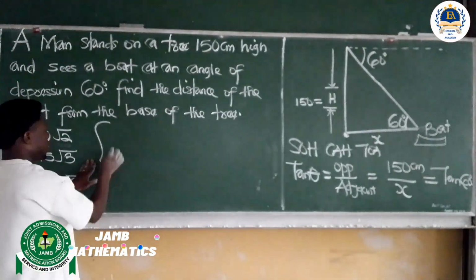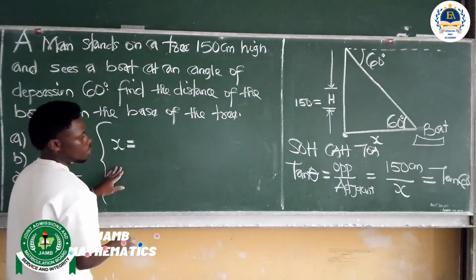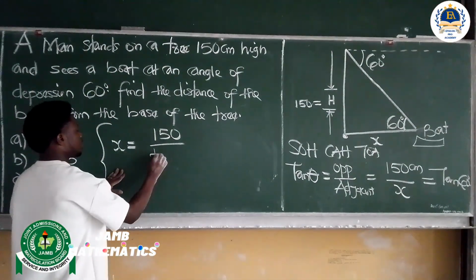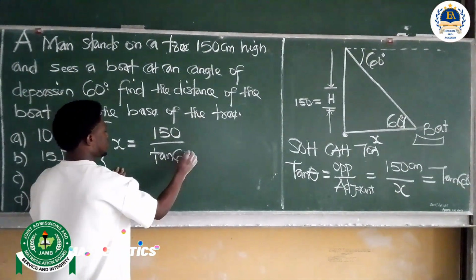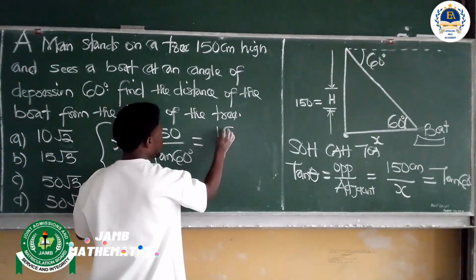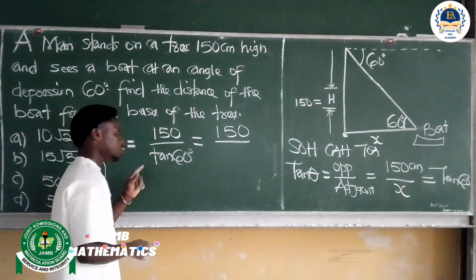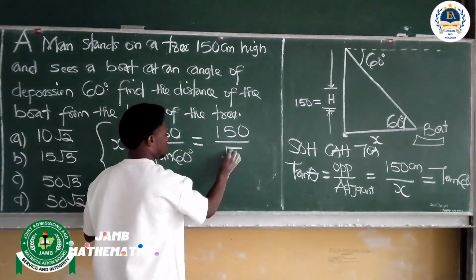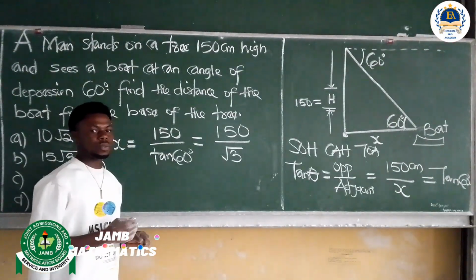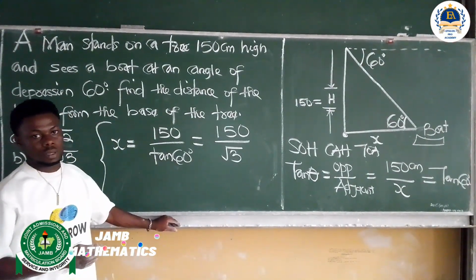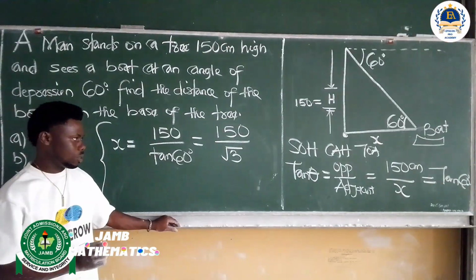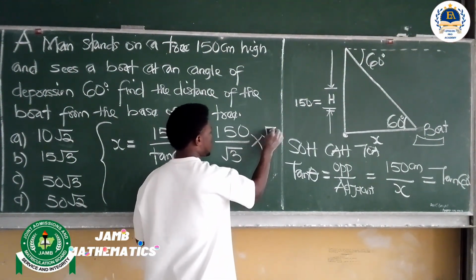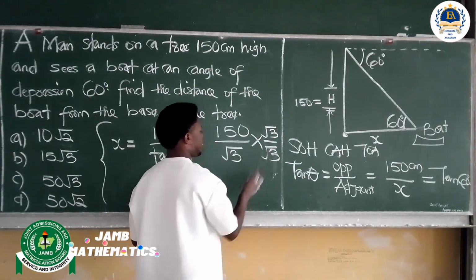So over there we have x is equal to 150 divided by tan 60 degrees. 60 degrees is a special angle, and tan 60 is equal to root 3. So at this point, we have to rationalize the sum. Rationalization means removing the square root from the denominator of the sum. To do that, we have to multiply both the numerator and the denominator by root 3.